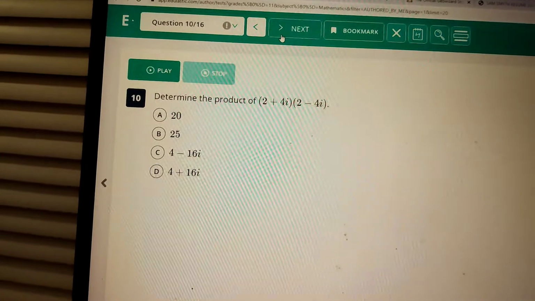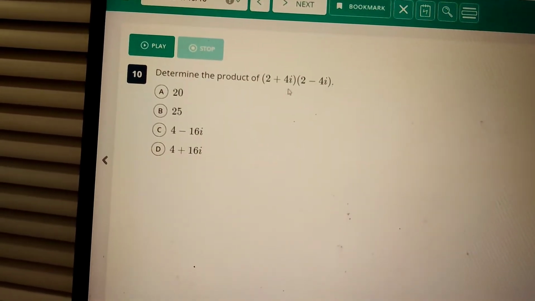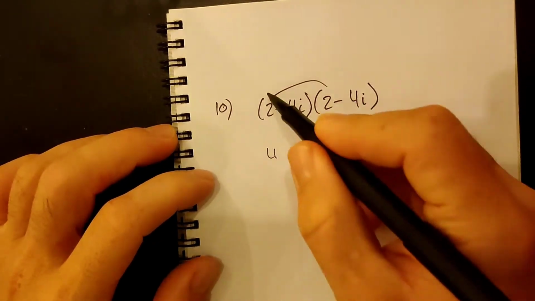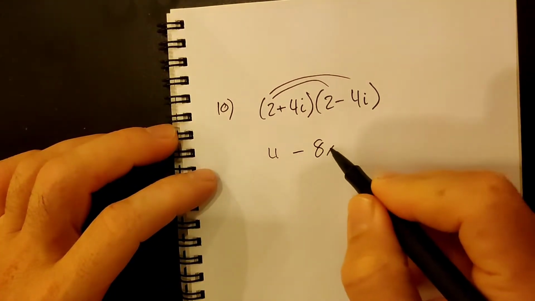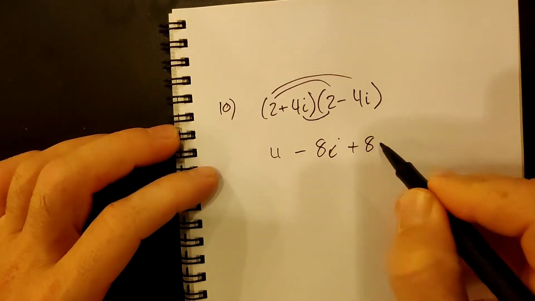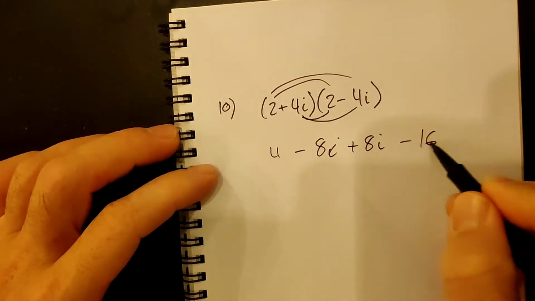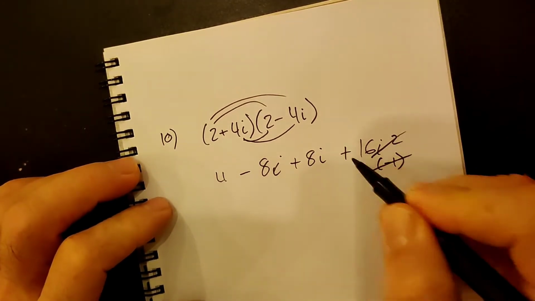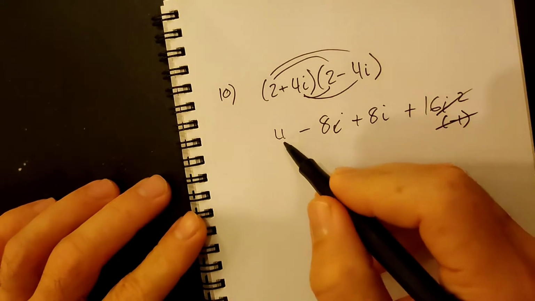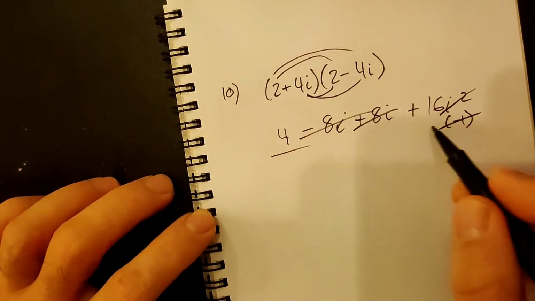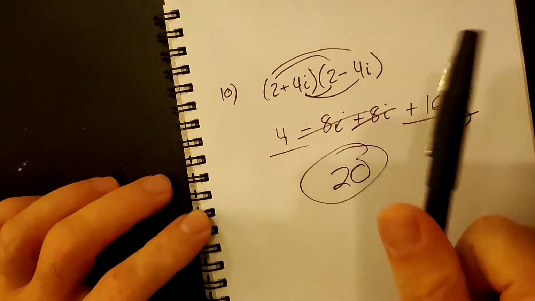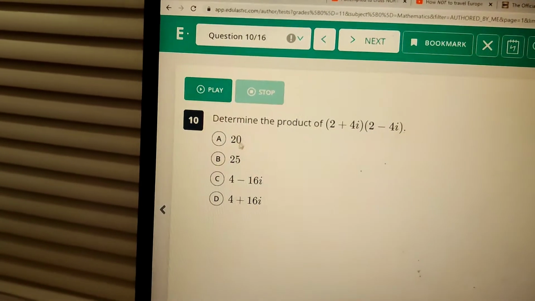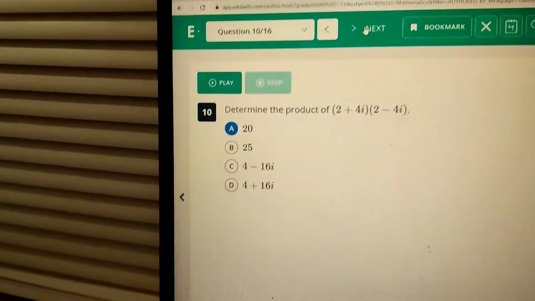And next question. Determine the product of 2 plus 4i times 2 minus 4i. Alright, so that is 4 minus 8i plus 8i minus 16i squared. That becomes -1, and that just changes that to a plus. Alright, and then these two cancel out. 4 plus 16 is 20. That's it. Alright. So we did a bunch like those, so hopefully that one was pretty straightforward.